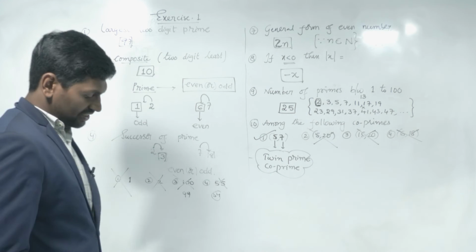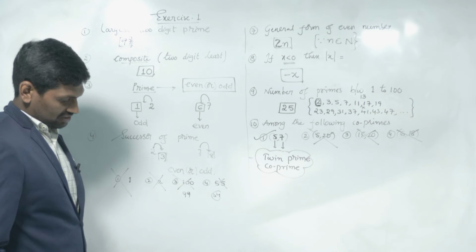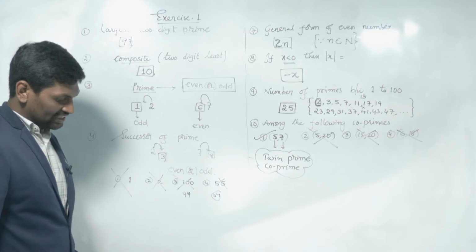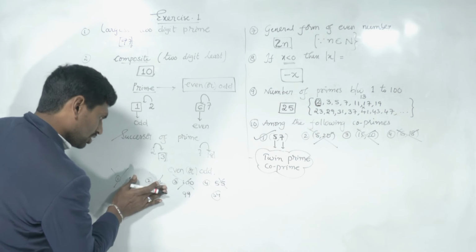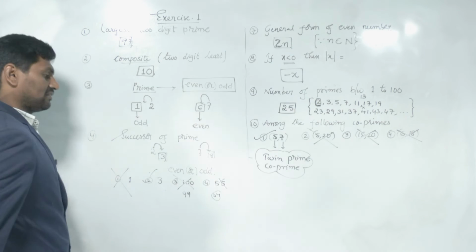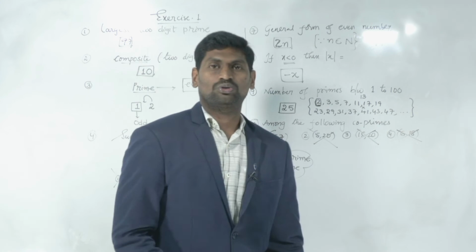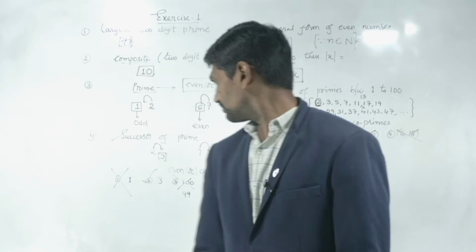So there is a mistake in the answer. The successor of a prime number is not given actually. Change the second option to 3. Okay, now it will be the answer. 3 is after 2. 2 is a prime number, so the successor of a prime number is 3.